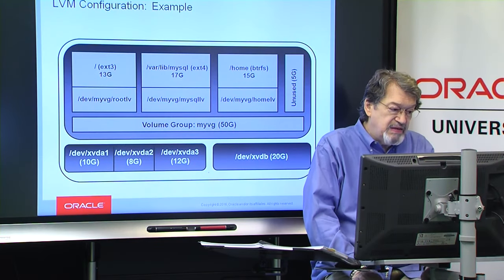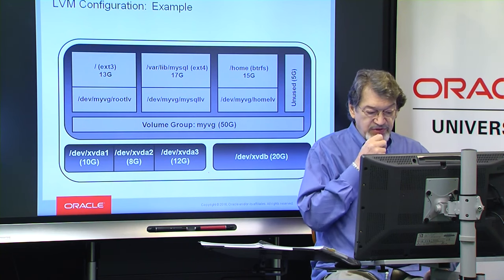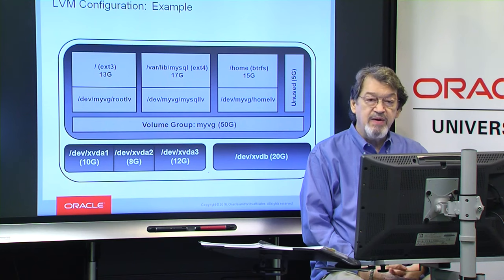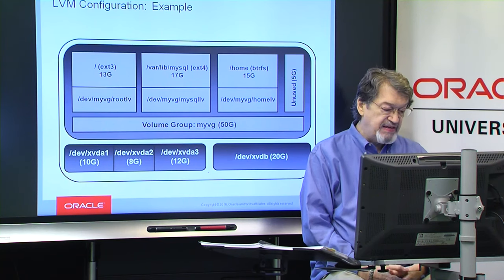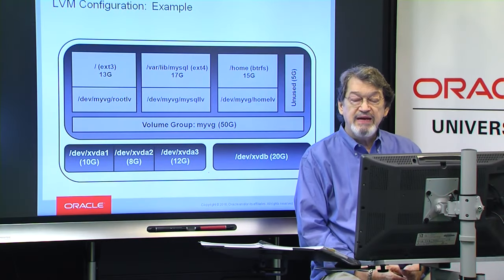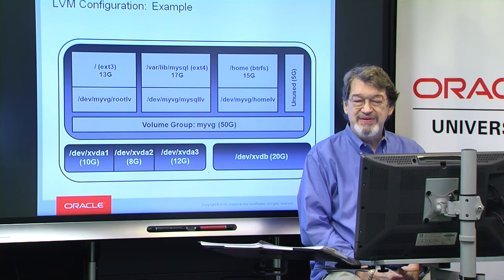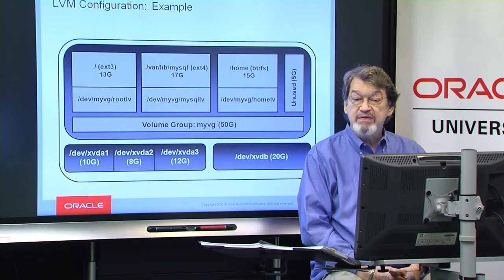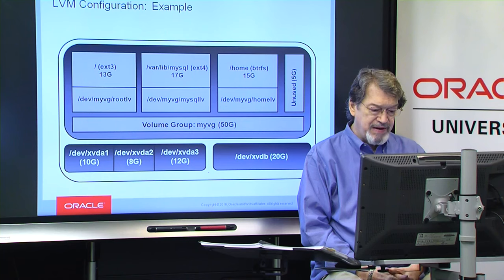This is a typical LVM configuration slide. If we start on the bottom, we have 4 chunks of storage. 3 of them come off of the /dev/sda disk: a 10 gig, an 8 gig, and a 12 gig. Then the xvdb, 20 gig, is unpartitioned. Added together, that gives me 50 gig, and so my volume group is 50 gig. Then I can create logical volumes that have nothing to do with the underlying storage, and I can format them with different file systems based upon my requirements.